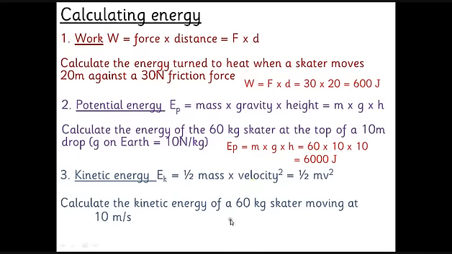So for example, the kinetic energy of a 60 kilogram skater moving at 10 meters per second is a half times 60 times 10 squared. Stick that in your calculator carefully, you'll find it's 3,000 joules.